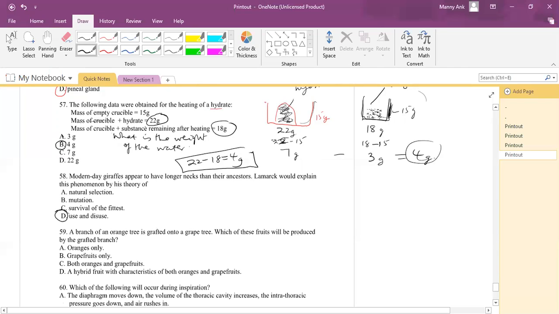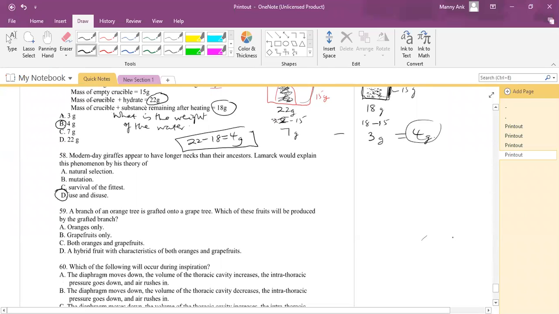A similar idea is if you lift weights, the muscles become bulkier and bulkier. The more you use it, the more bulky it becomes. Okay. Survival of the fittest, that one was Darwin, by Charles Darwin. He proposed that one. And the natural selection.